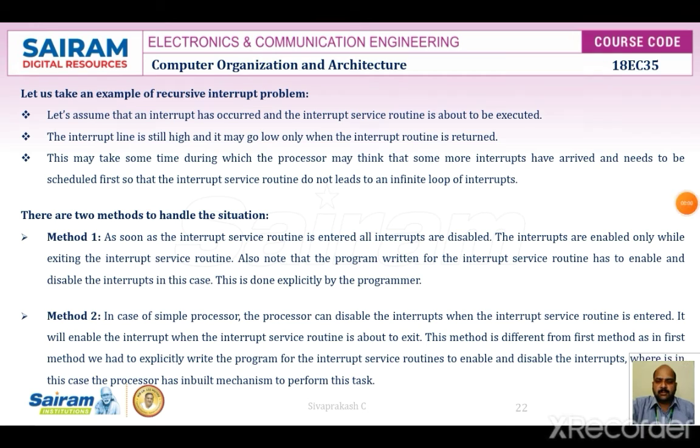Let's see the sequence of events involved in handling an interrupt request. The device raises an interrupt request. The processor interrupts the program currently being executed. Interrupts are disabled by changing the control bits in the processor status register PS. The device is informed that its request has been recognized. In response, the device deactivates the interrupt request signal, and the action requested by the interrupt is performed by the interrupt service routine. Then interrupts are enabled and execution of the interrupted program is resumed.